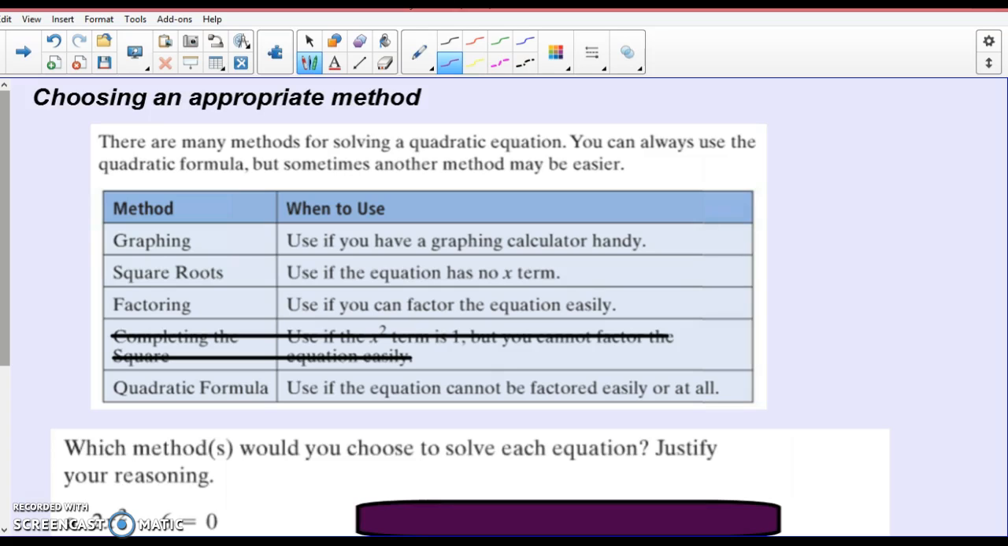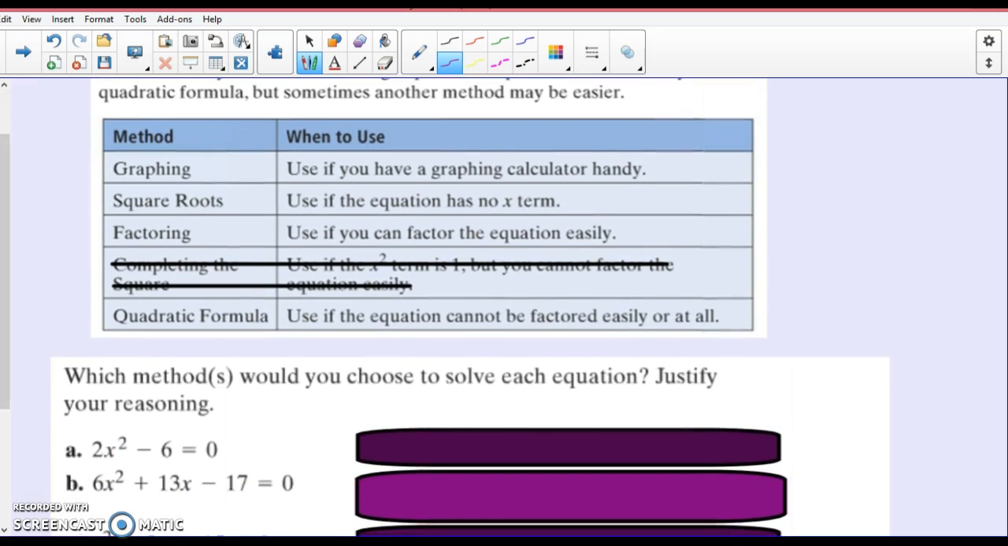This we have already spent a lot of time talking about. We've been doing this for the entire unit. There are many methods for solving a quadratic equation. You can always use the quadratic formula, but sometimes another method may be easier. So, how do you know when to use what? Well, a graphing calculator, that's handy if you have one.